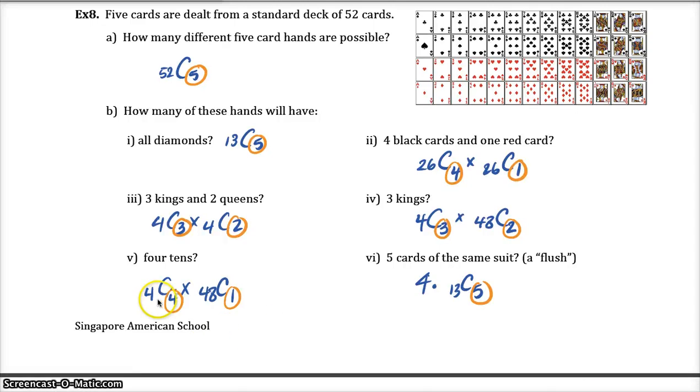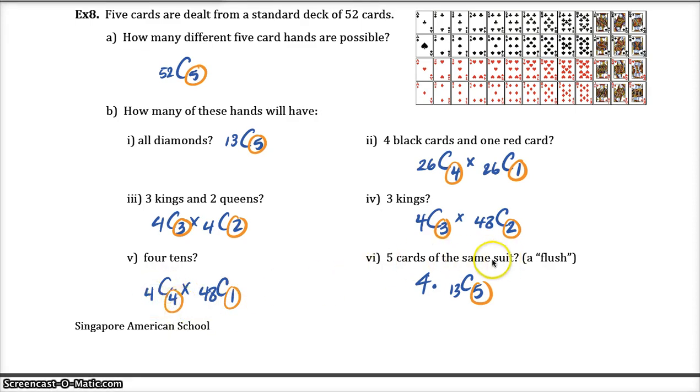Okay, is this what you got? 4 tens. That means you have 4 tens. You're choosing all 4 of them. But you have 1 more card you need to select. Well, the 4 tens are gone. We don't have any more tens to choose from. We have 48 cards left. It could be any one of those 48. So it's 48 choose 1, times 4 choose 4.